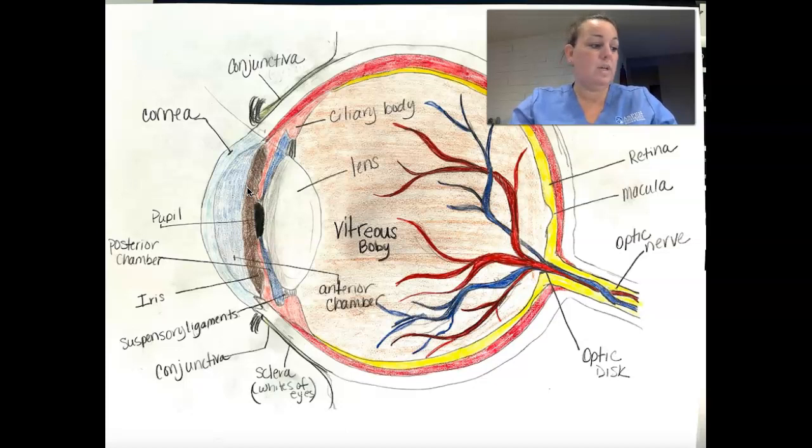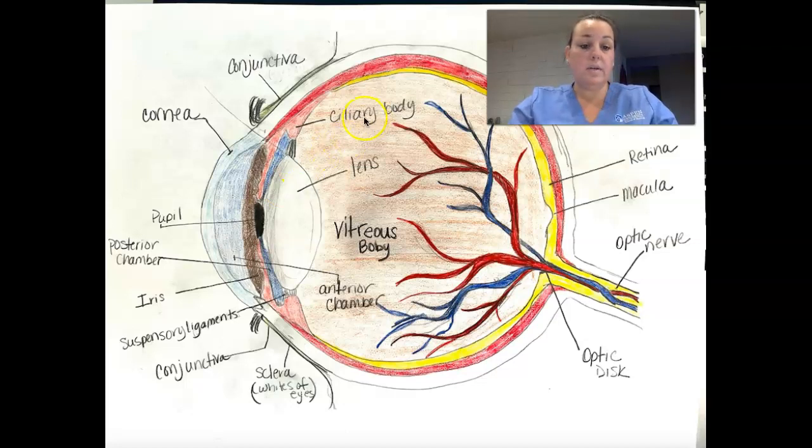Some middle structures of the eye are, one, the iris, which is the colored part of the eye. Mine is brown since my eyes are brown. The iris helps regulate the amount of light that enters. It has a small round opening in the middle, which is the pupil, and that's where the light comes in and out. The pupil is the black circular dot in the middle of the iris that determines how much light is let into the eye. The pupil will constrict with a lot of light and dilate with less.